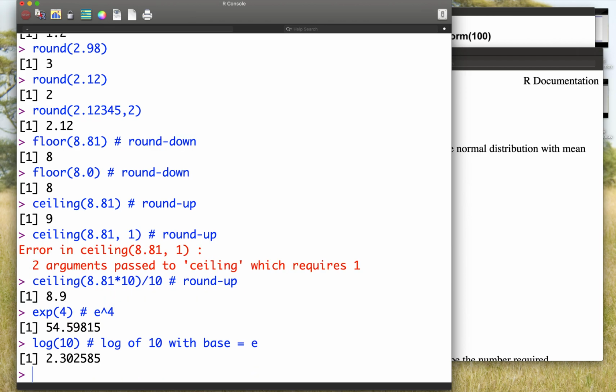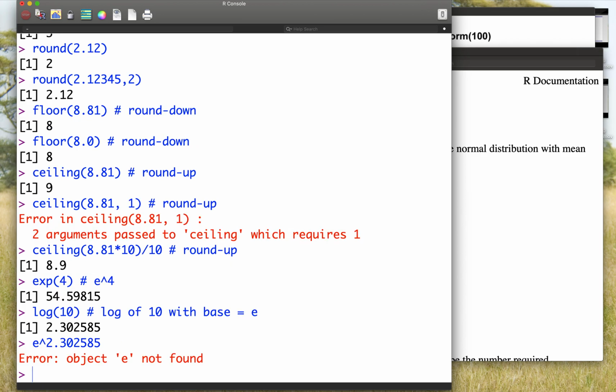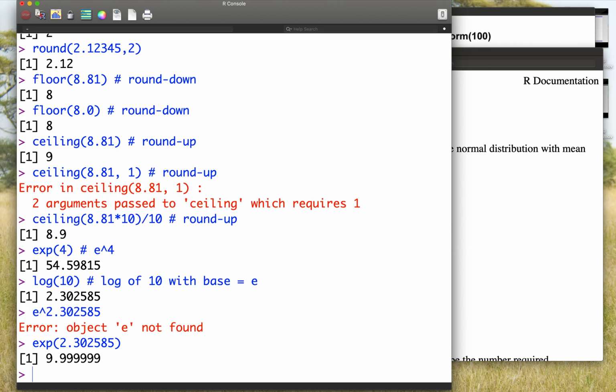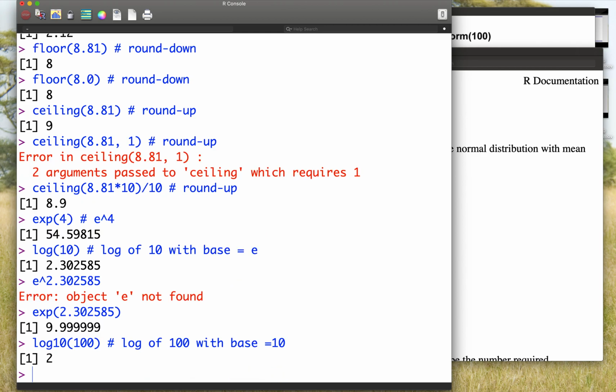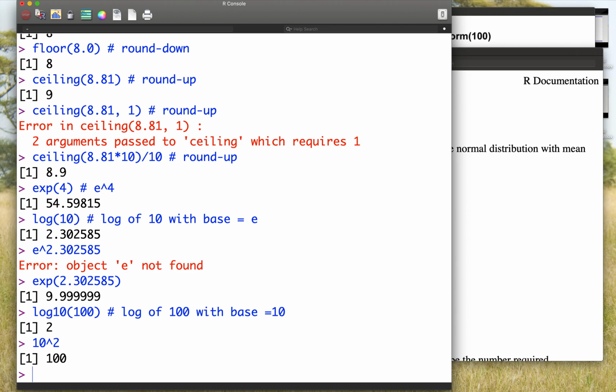So this is 2.32. So e to the power 2.302585 is exp 2.3. This becomes 10 approximately. If you want to make the base 10, log 10 of 100, this is log of 100 with base 10. So 10 to the power, 10 squared is 100, so this is 2.